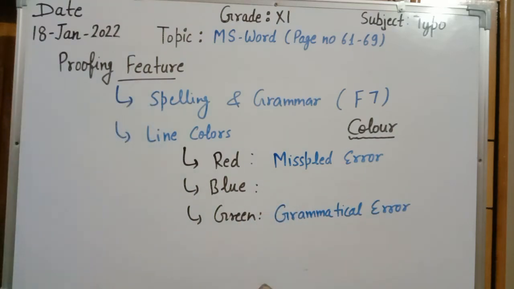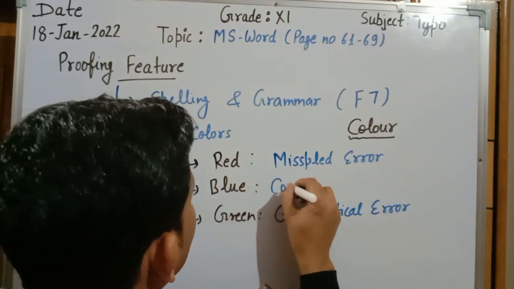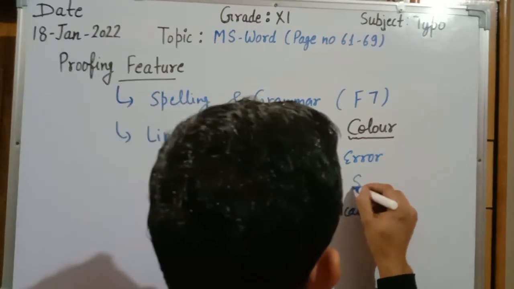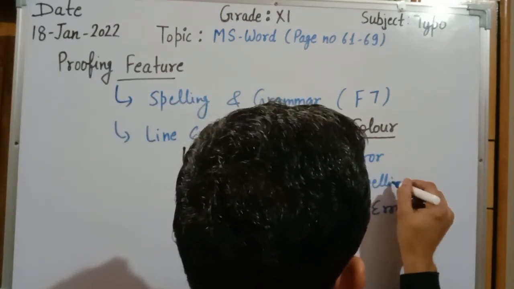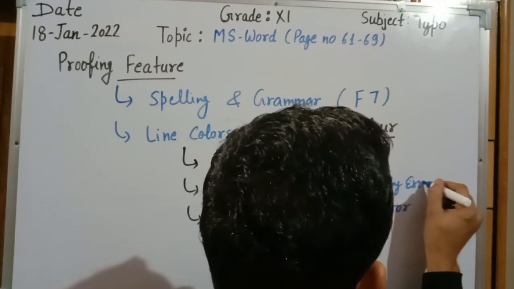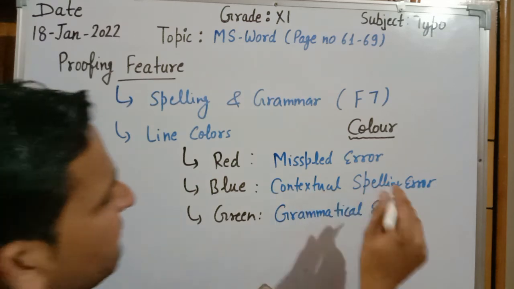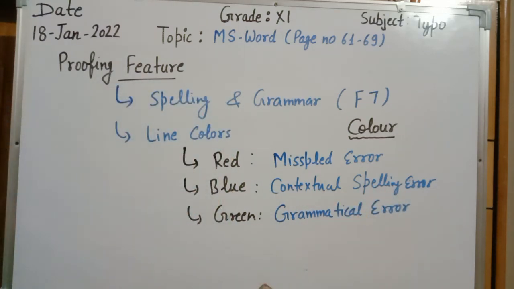Now what is the use of the blue line? Basically the blue line represents a contextual spelling error. Sometimes it happens that we have repeated the same word, or we have given an unnecessary space. In that case, it will show a blue line. So these are the different ways to find errors in a document.